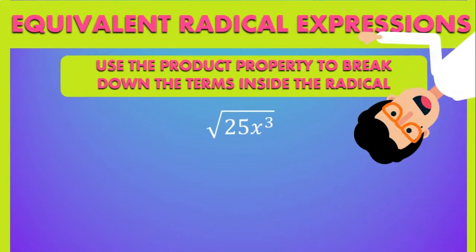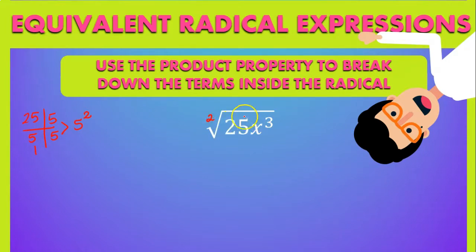So the first thing we have to learn about equivalent radical expressions is that we sometimes have to use the product property to break down the terms inside the radical when we don't have perfect squares. In this case, we have the square root of 25x to the power of 3. The perk here is that 25 is actually a perfect square because when we break it down, it can be expressed as 5 to the power of 2. However, x to the power of 3 cannot come out whole. Why? Because here we have an invisible 2.